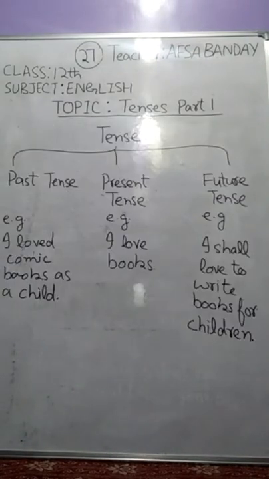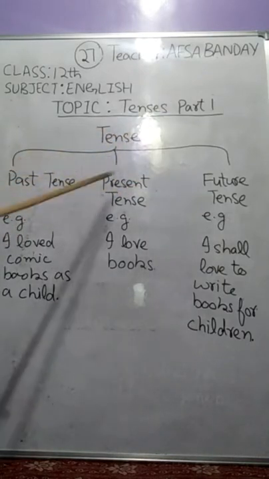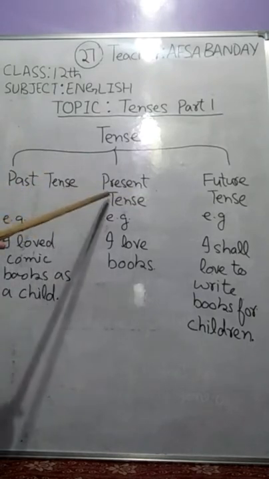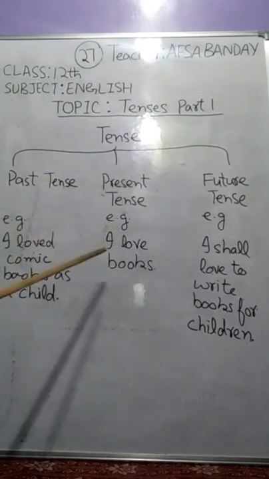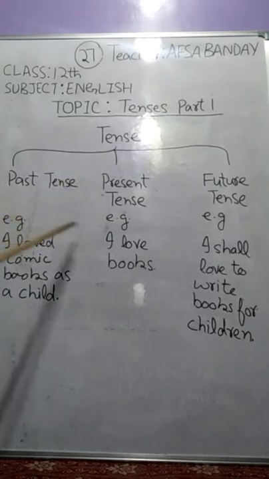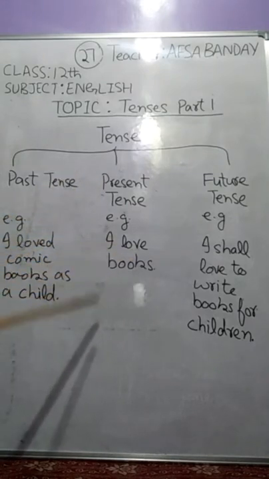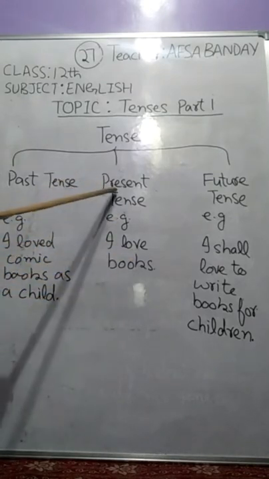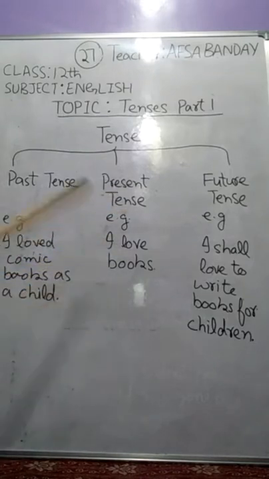Now, as you know, time is divided into three periods: past, present and future. So tense is also divided into three: past tense, present tense and future tense. For example, I love books. It refers to now. That means it's present tense, and it refers to now time.